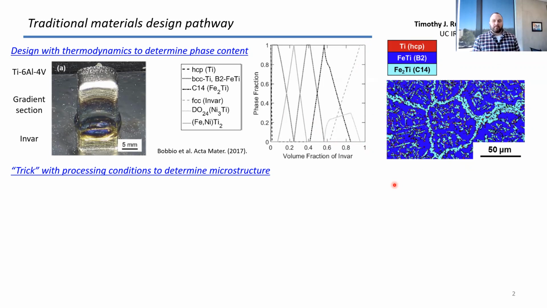So often when we think about microstructure, so how these phases are arranged, what the grain sizes are, what the texture of the material is, we don't really have a way to design that. Instead, we just try to trick our system to have some sort of microstructure that we might target.